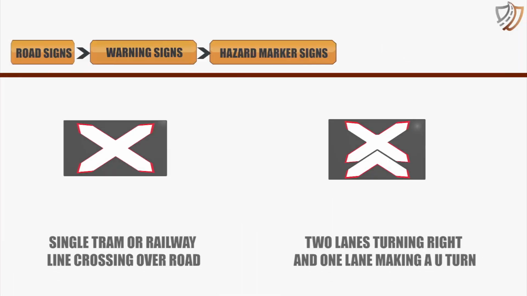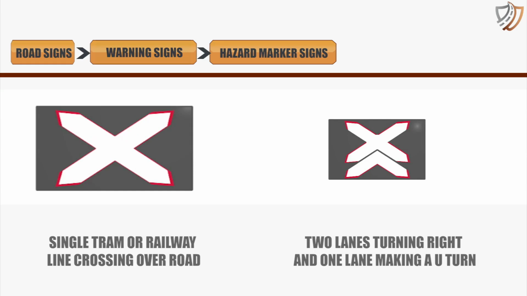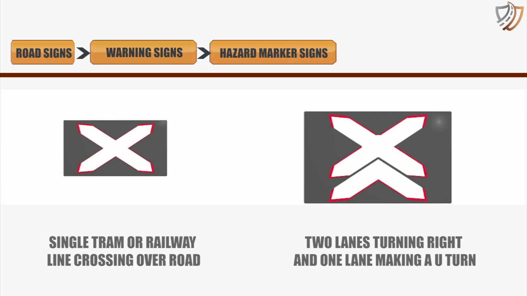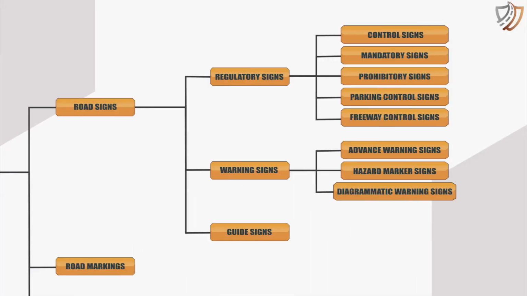Single tram or railway line crossing over road. This sign alerts that a single tram or railway line is crossing over the road. Motorists must be careful while crossing the tram track. Two or more tram or railway lines crossing. This sign alerts that two or more tram lines are crossing over the road. Now you will learn about the third and last type of warning sign, that is, diagrammatic warning signs.